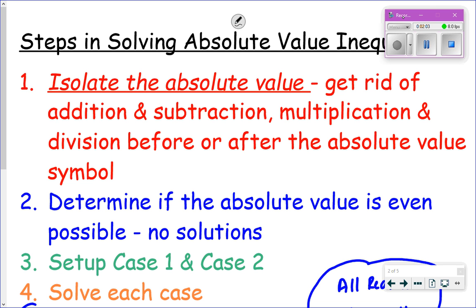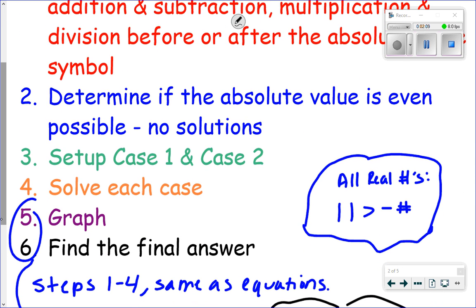Then you need to determine if the absolute value is even possible at all. So maybe it doesn't even need to be solved. You can just say that it's no solution right off the bat. And I'll show you some examples of what that would look like. Then after you've decided if you can solve it or not, then you're going to set up your two cases. Then you're going to solve each case. You need to graph your solution just like we did with inequalities, and then make sure that you have your final answers circled.